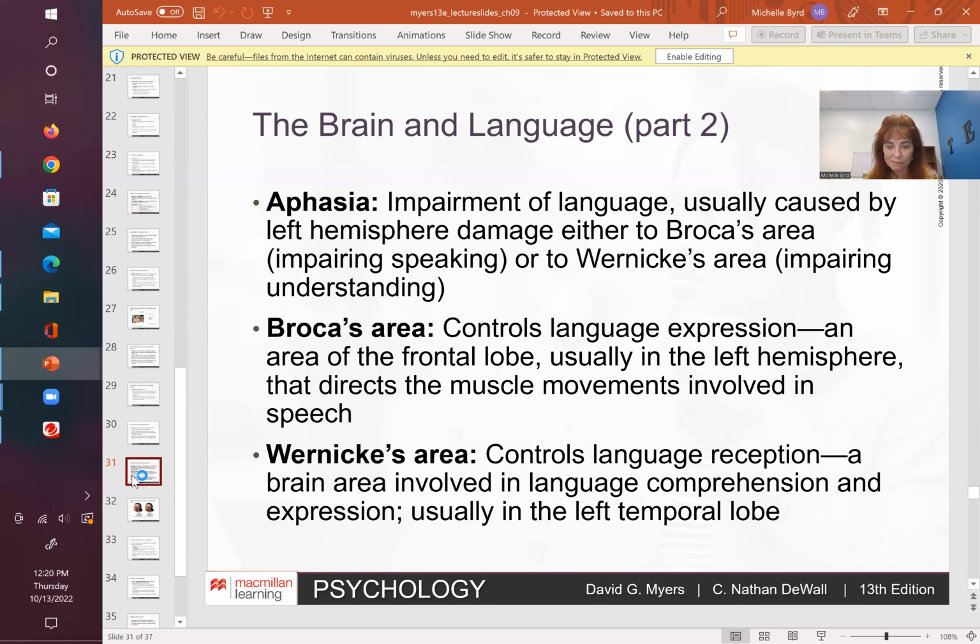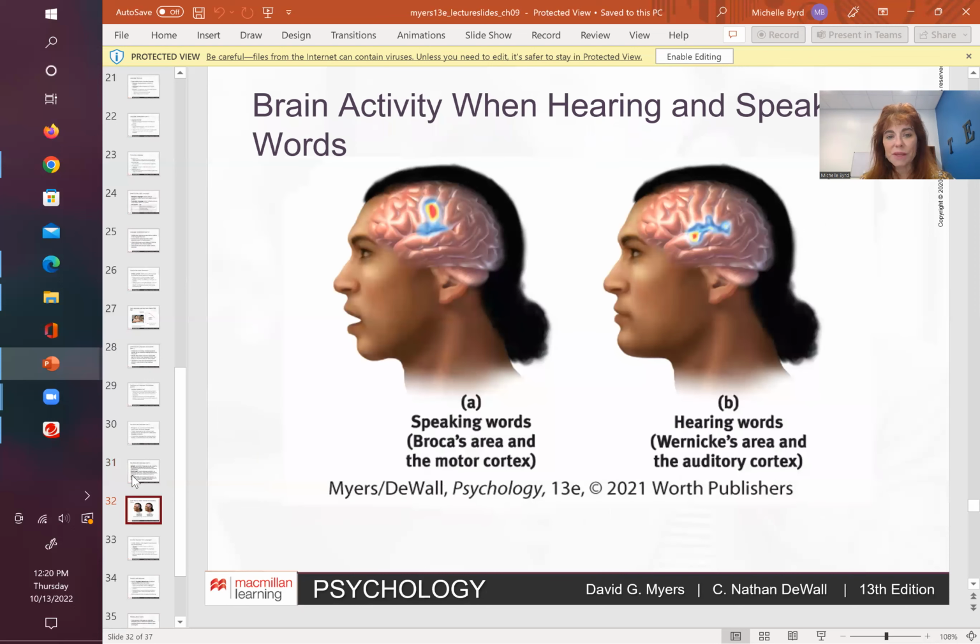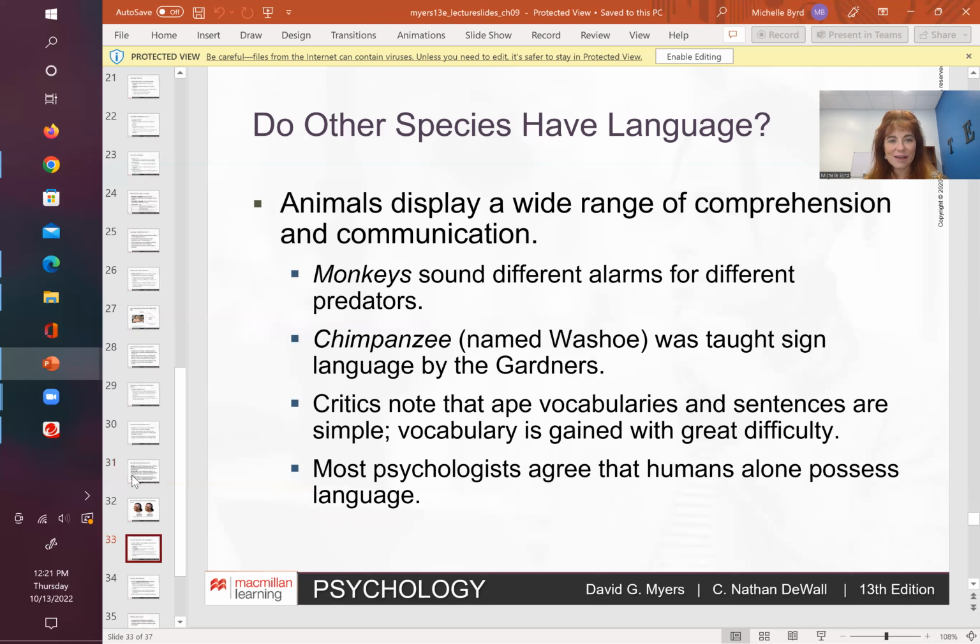And then finally here we have Wernicke's area, which controls language reception and is the brain area involved in language comprehension and expression. This is usually in the left temporal lobe. This will show you the activity when hearing and speaking words. So if you look at A, that's speaking, and B is hearing, and how that lights up.